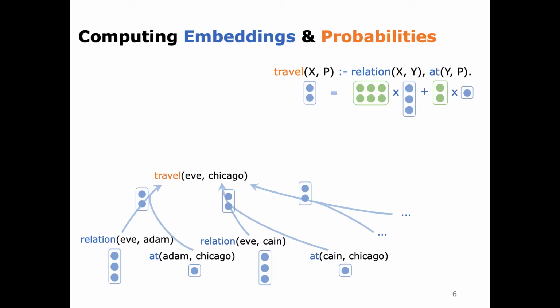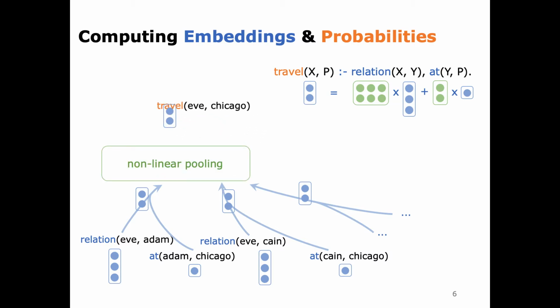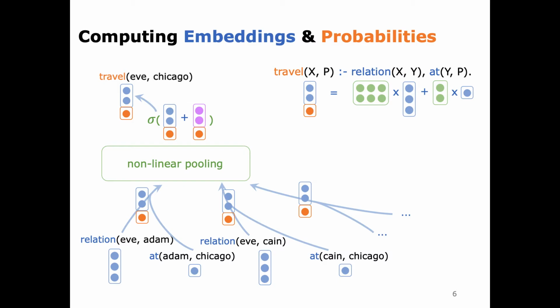Now we have contributions of these hyperedges. We pool them at the LSTM cell and pass it through the nonlinearity to get an embedding of Eve travel to Chicago. Good? Wait a minute. Travel is orange, so it is an event. So we still need the probability of its happening. That is just an extra dimension of the embedding. That means we also need to compute an extra dimension for all these contributions by augmenting each parameter matrix with an extra row.